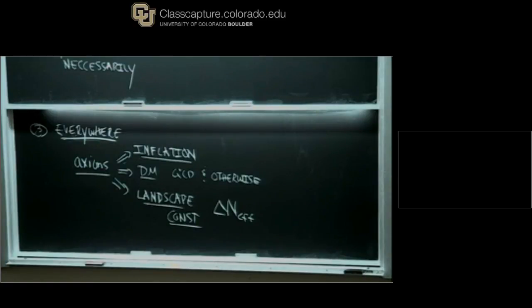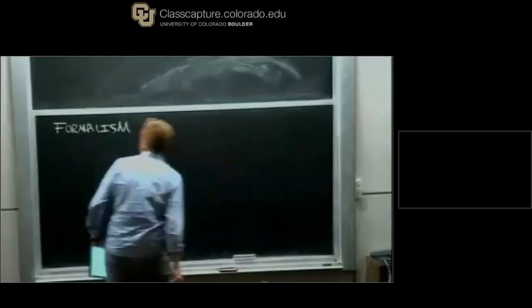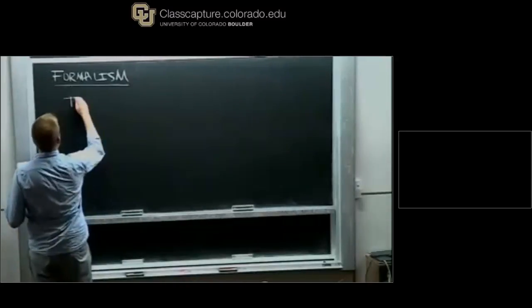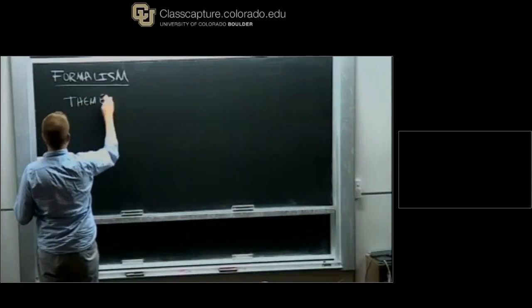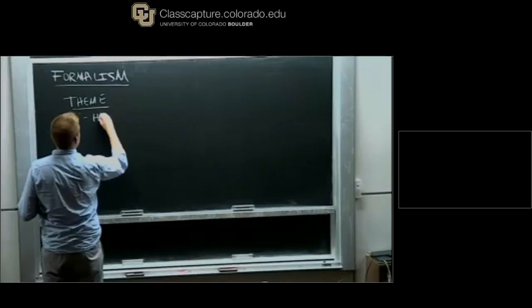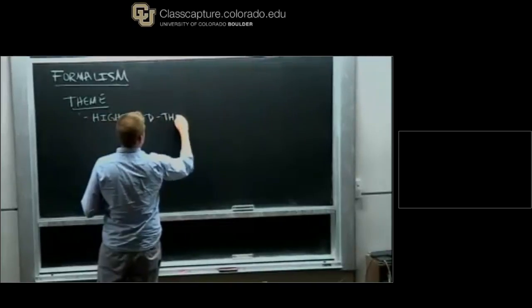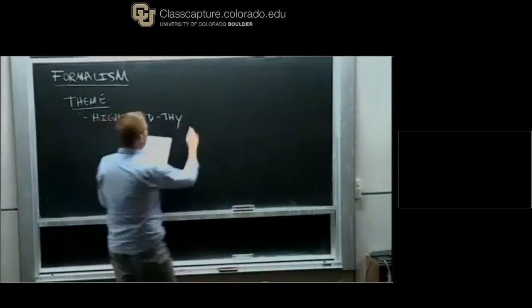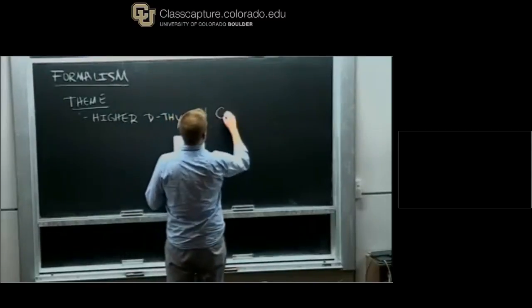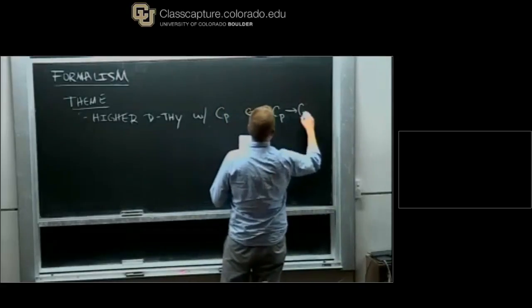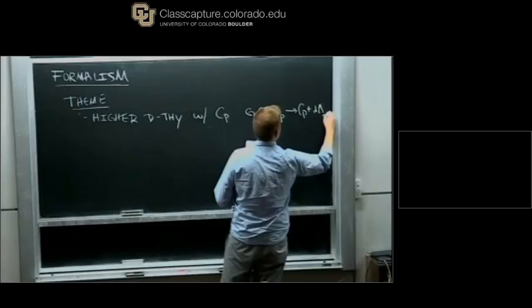OK, so all of these lectures are starting with formalism and moving towards phenomenology. And there's an organizing principle for axions that I'm just going to tell you about. The basic theme is that you have some higher D theory, one of your favorite types of string theory, with some C_p p-form field and a symmetry C_p goes to C_p plus d lambda_{p-1}.